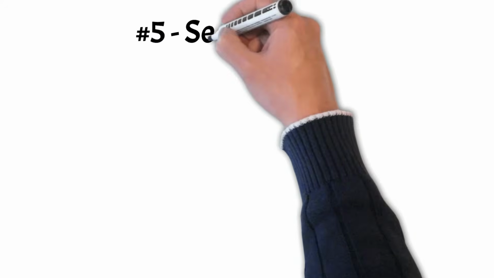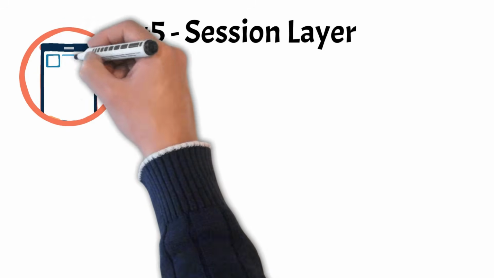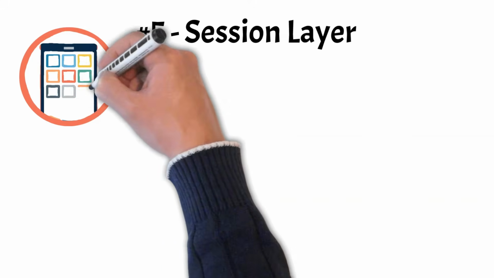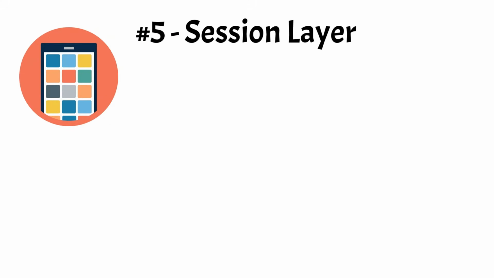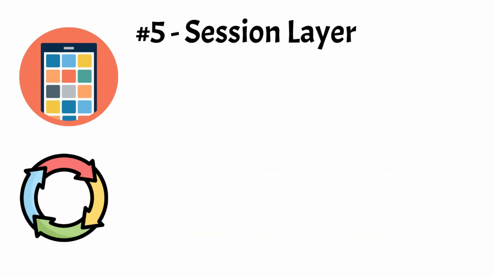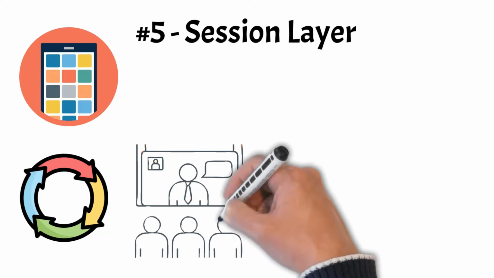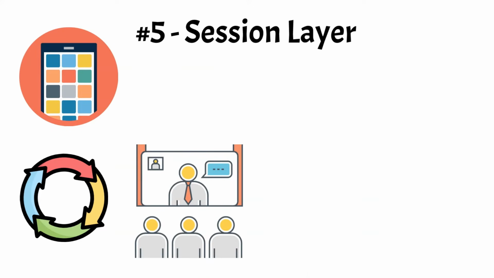Number 5. The Session Layer. The session layer is the fifth layer of the OSI model and is responsible for managing and controlling interactions between applications. It establishes, maintains, and terminates communication sessions between two devices on a network. For instance, when you're using a video conferencing app, the session layer manages the connection between your device and the other participants' devices, ensuring that the session remains active and organized.